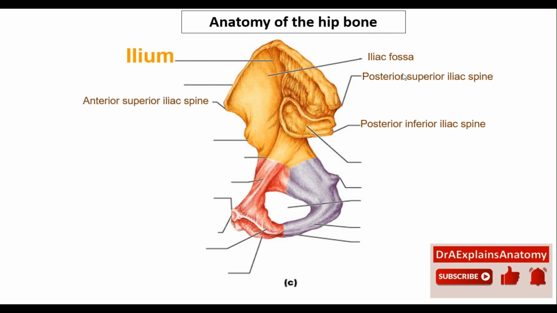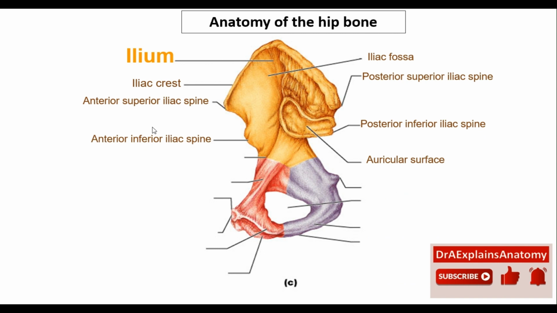Whereas this is the anterior superior iliac spine. The pubis will help you identify the anterior aspect, the pubis in red right here. And this is the anterior inferior iliac spine. One is superior, one is inferior. Both are posterior, both are anterior.